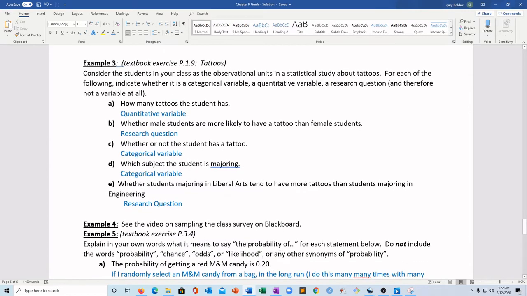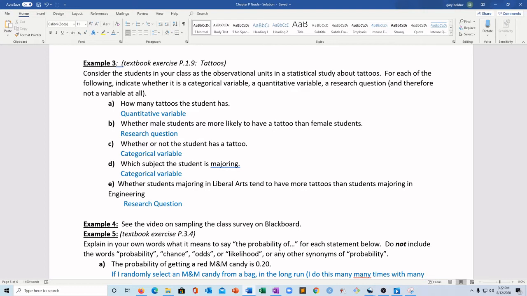Next one, example 3. So this one is about tattoos. In this example, you want to consider the students in your class as observational units, and you're trying to run a statistical study about tattoos. For each of the following, it says indicate whether you're a categorical variable, a quantitative variable, a research question, and therefore not a variable at all. And that was the last option. So, part A, how many tattoos the student has.